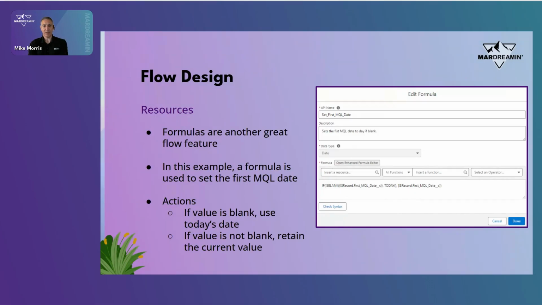And then resources. Flow also has formulas, which are really cool. In this case, we can use formulas to set values like dates. What I'm doing here is not just saying set this first MQL date regardless. I'm basically saying if the date is already blank, then set the date. If I was using Account Engagement, it would get a little more complicated. I'd have to have multiple nodes, which makes it more challenging. You could accomplish it, but this is a much cleaner interface.